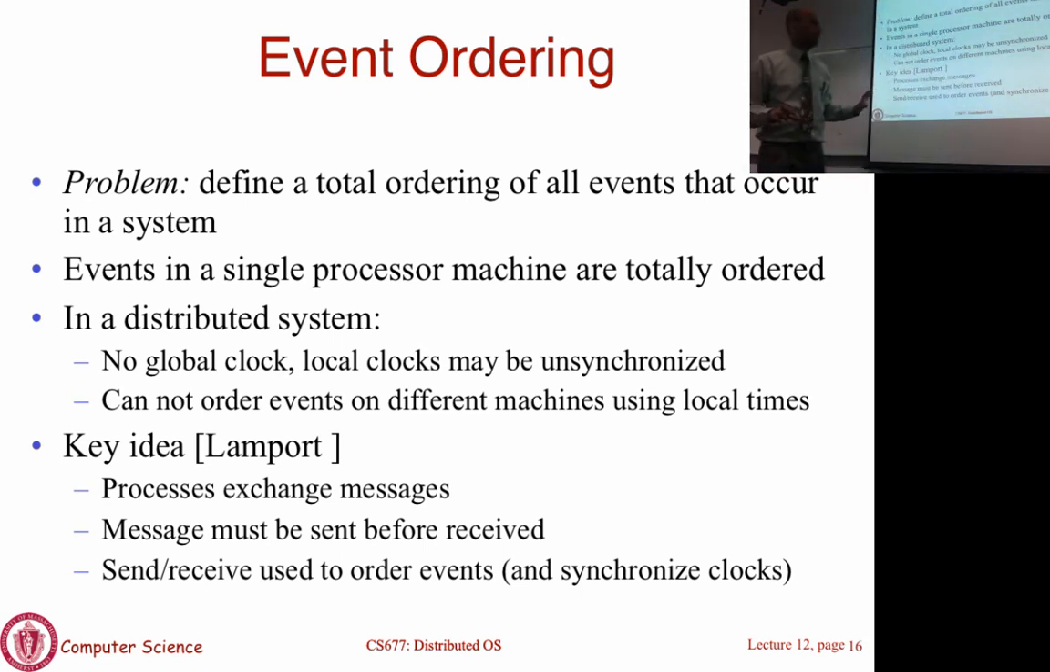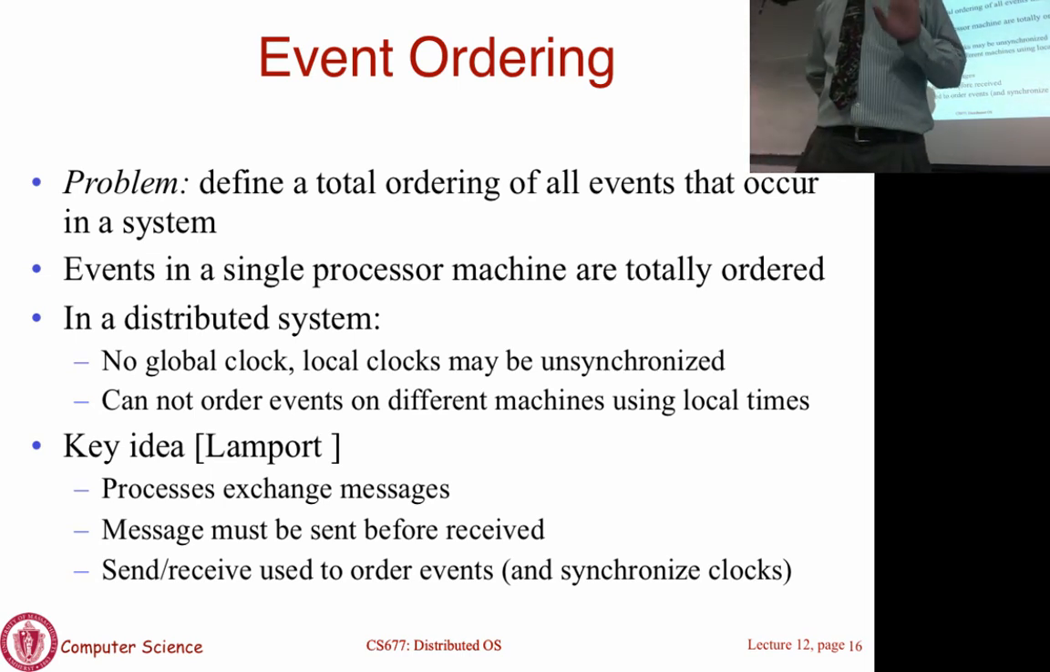Okay, so all the events before the send on process A have to have happened before all the events after the receipt. But before the receipt and after the send, those events, all bets are off. Those we will call independent events here. So we managed to get partial ordering.